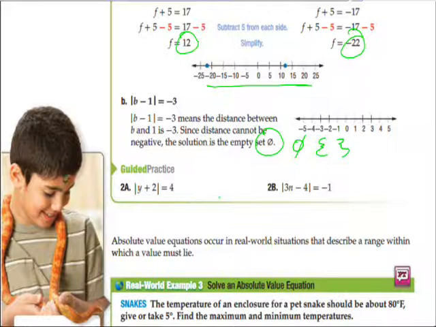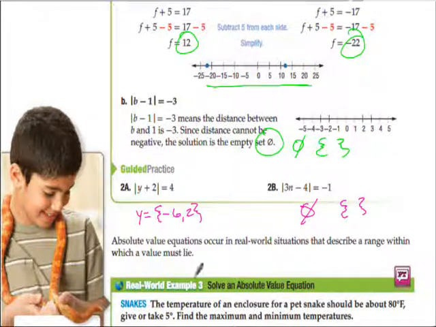So pause the video right here, get some answers for 2A and 2B. Go ahead and pause the video now and try that. All right, hopefully for 2A, you got y equals, and then we got braces, and we have -6 and 2, okay? And then over here, no solution, or the empty set, okay? Nothing there, because nothing can make a negative.